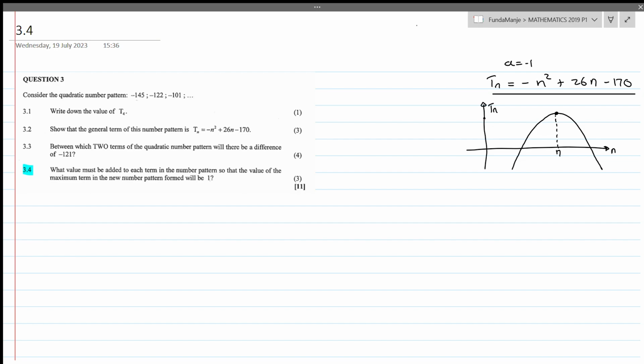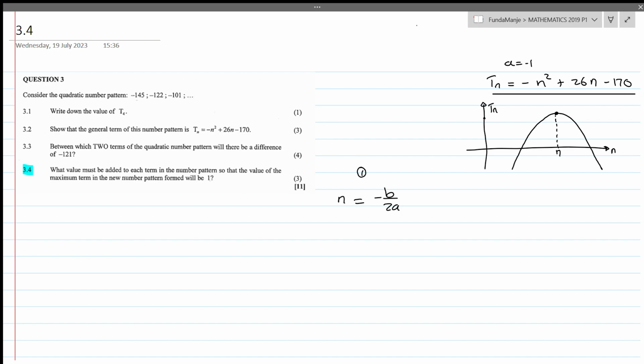We know that within maths there are two ways in which you can find the maximum, either by using the formula x is equal to -b over 2a, of which you then have to realize we're not working with x but we're working with n, and then this can remain the same. This is one way in which you can solve it.